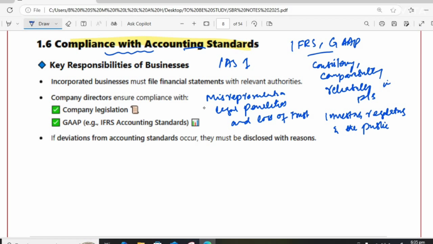Now, if you see here, incorporated businesses must file financial statements with relevant authorities. Company directors ensure compliance with company legislation, GAAP, and IFRS accounting standards. If deviations from accounting standards occur, they must be disclosed with the reason. And if you are not disclosing, then there is the risk of misrepresentation, legal penalties, and loss of trust. Right? Now let's move on.